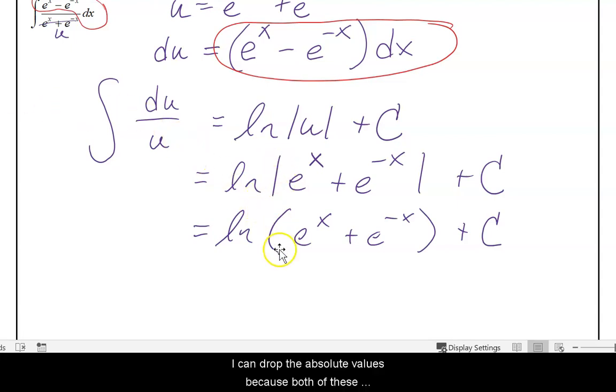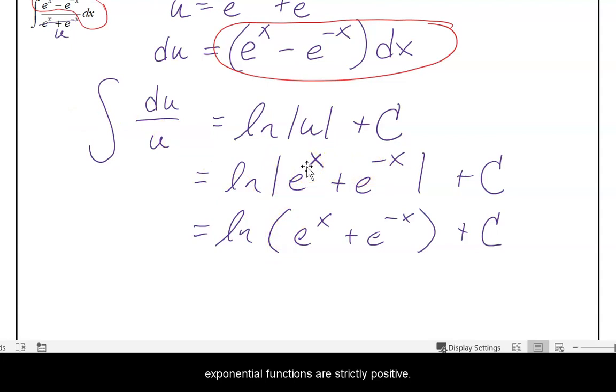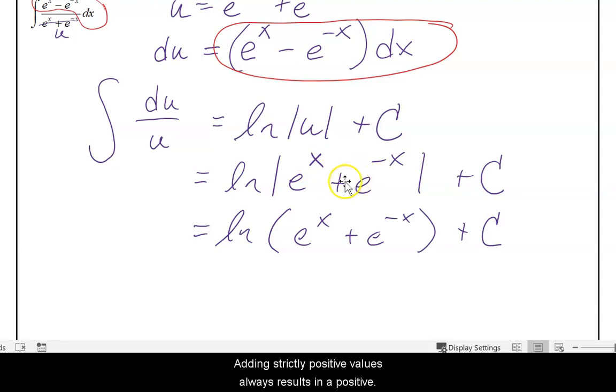I can drop the absolute values because both of these exponential functions are strictly positive, and adding strictly positive values always results in a positive. So I can't possibly get anything not positive under there, and that means I can drop them.